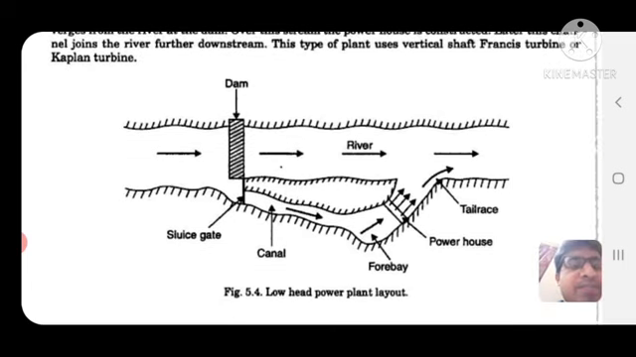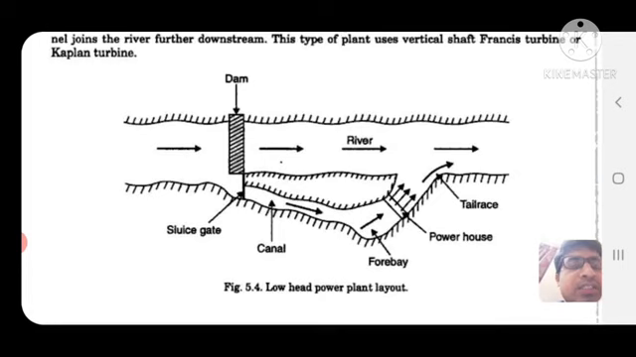This is the dam, river, tail race, and powerhouse. This is the schematic diagram of the low head power plant: dam, sluice gate, canal, forebay, tail race, and powerhouse.